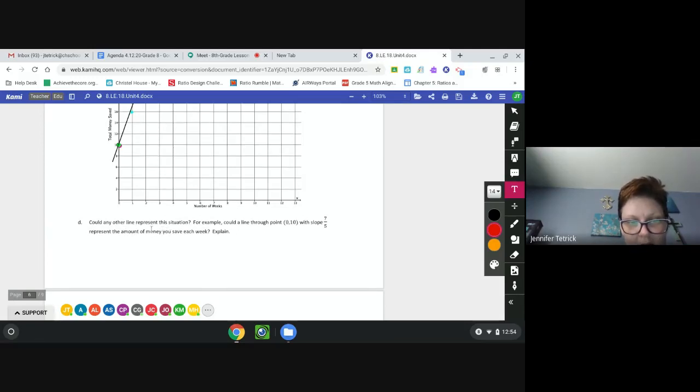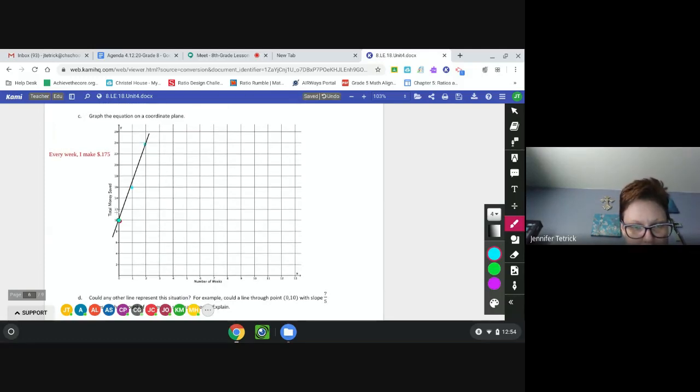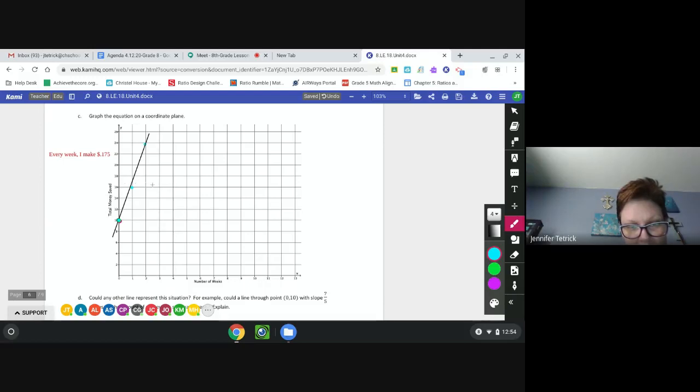Could any other line represent this situation? So what if you went up 7 and over 5? Let's try that. We're going to start at 10 again. Here. But this time we're going to go up 7 and over 5. So 2, 4, 6. Where would 7 be? Would it be at the 18 or in the middle? In the middle. Thank you. And then I'm going to go over 5.